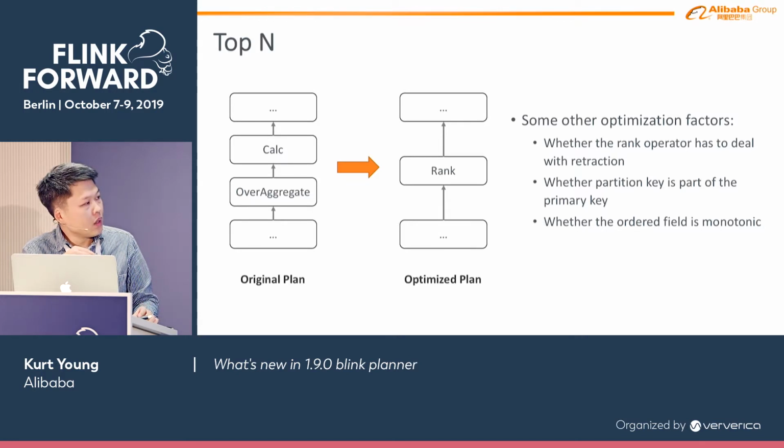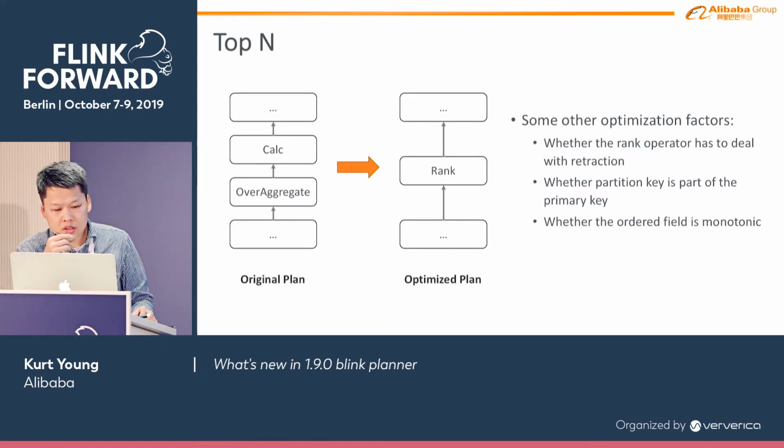So the rank operator is dedicated. It is responsible for calculating the top n elements, and we also have other opportunities to improve this operator, like whether this operator has to deal with retraction messages, and whether the partition key is part of the primary key. In this case, we can improve the state structure. We don't have to use map state anymore. We can use some state that is more efficient.